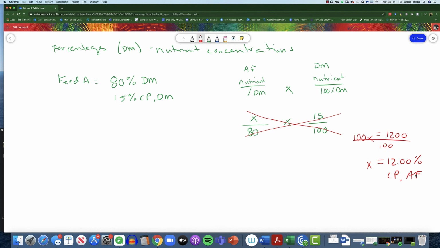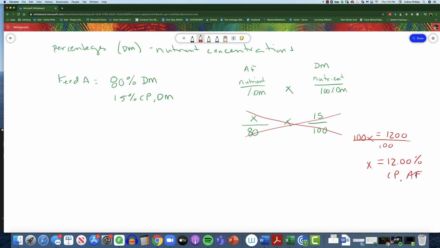So now going back to our question of does this make sense or not, we know that we're going from a dry concentration, which is highly concentrated, to a somewhat diluted concentration. So we should be getting a smaller number.